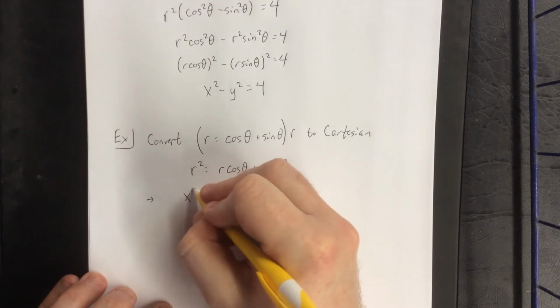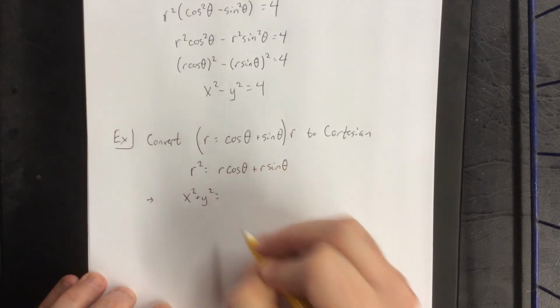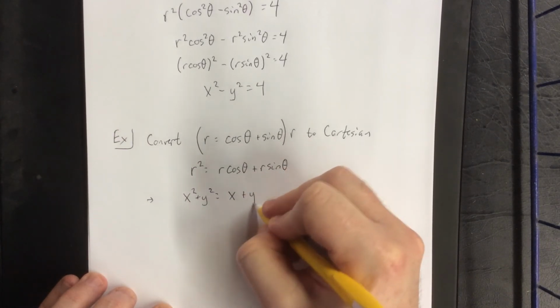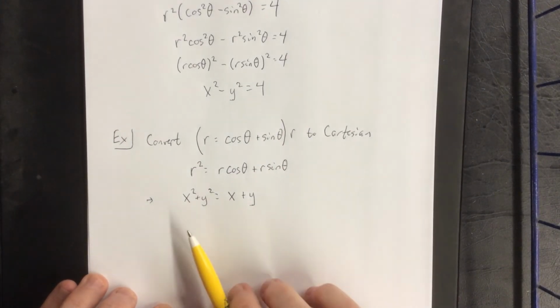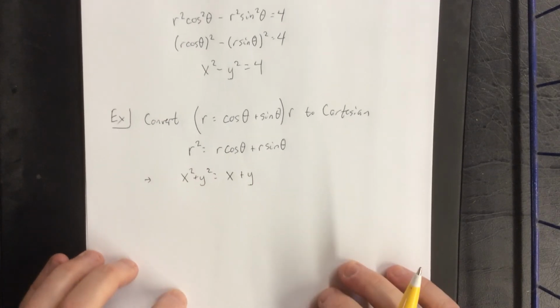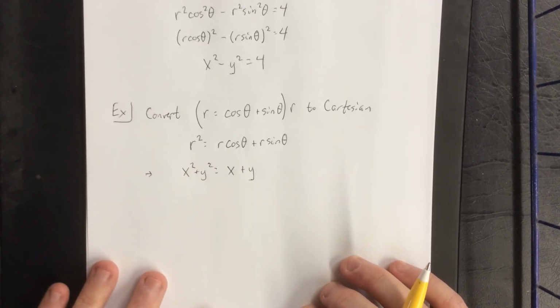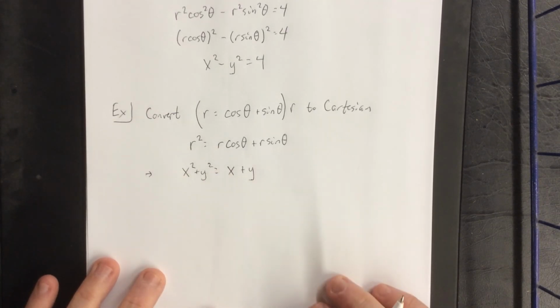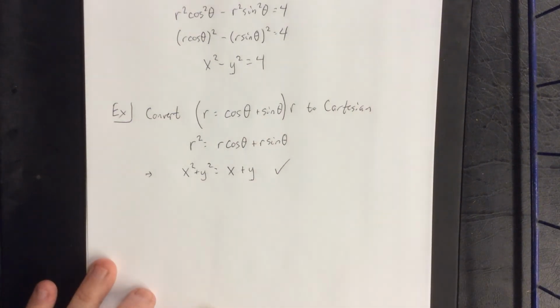r squared is x squared plus y squared, r cosine theta is x, and r sine theta is y. Now, because of the existence of the x squared plus y squared, I can tell you that this thing is a circle, it's just not in standard form. If we wanted standard form, we could move the x and y over to the other side and complete the square, but honestly, I'm content leaving it as is.